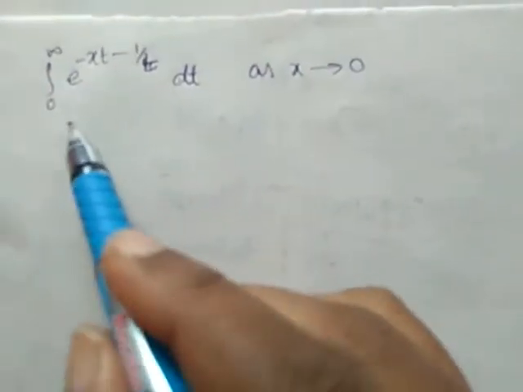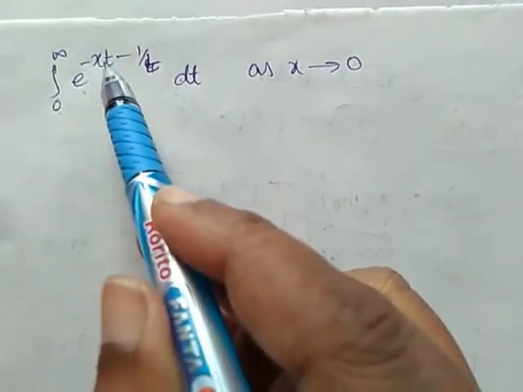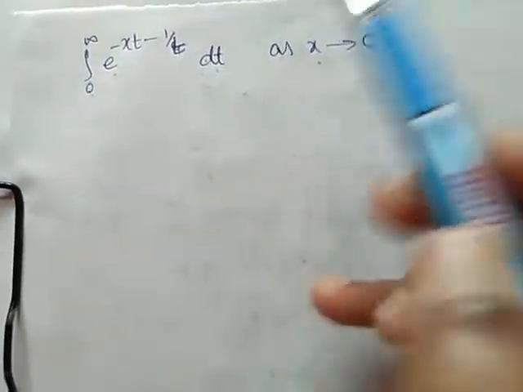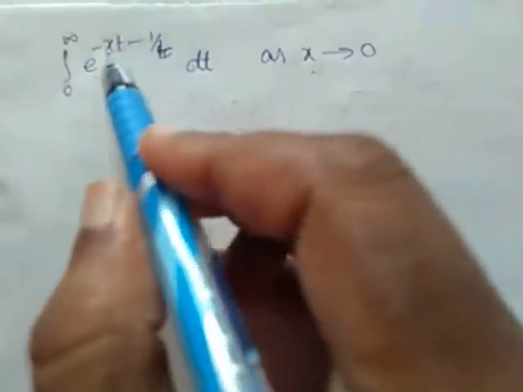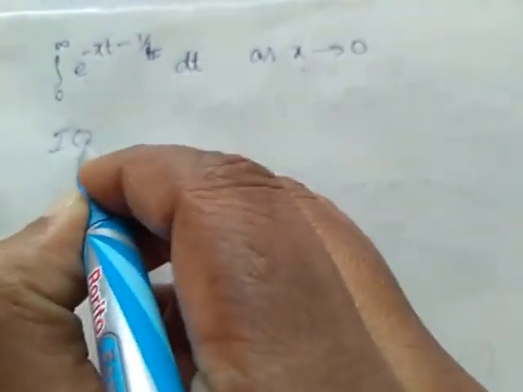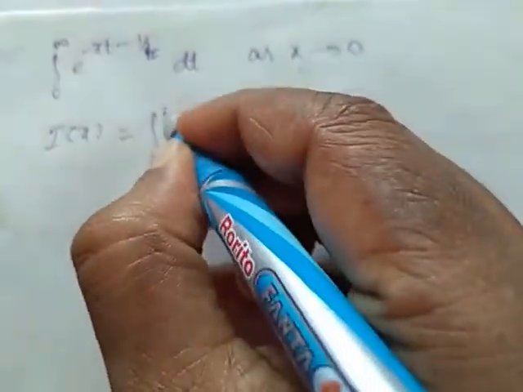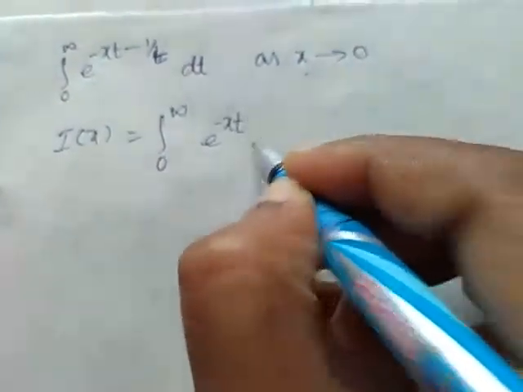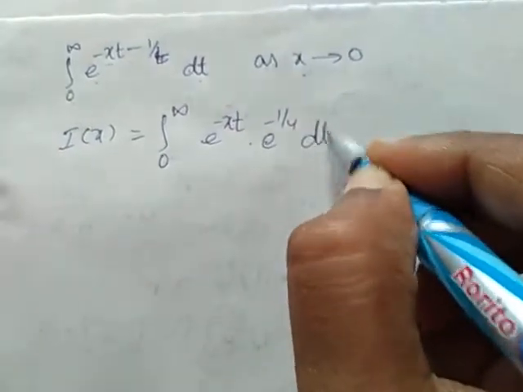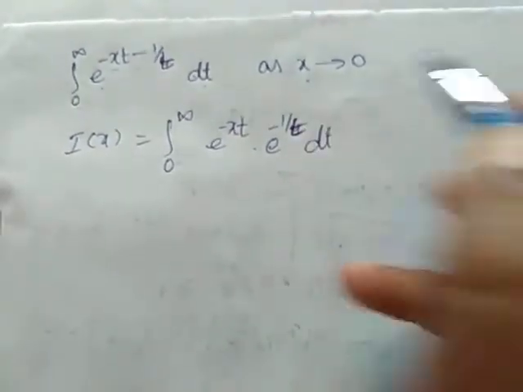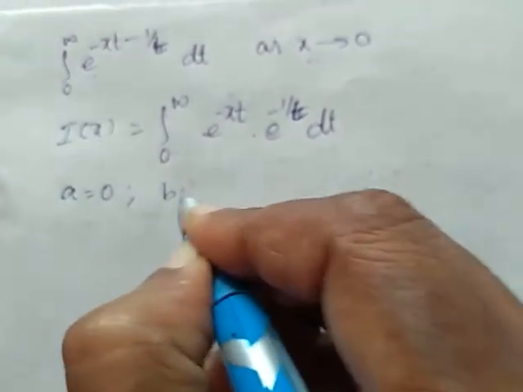Our next problem is integral of 0 to infinity e power minus xt minus 1 by t dt as x tends to 0. So we can solve this as, see, we should have x into coefficient of some term, right? So we can split this as I of x is equal to integral 0 to infinity e power minus xt into e power minus 1 by t dt. This is in standard form now. Now what is our a? a is 0, b is infinity.